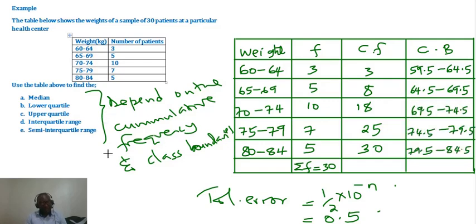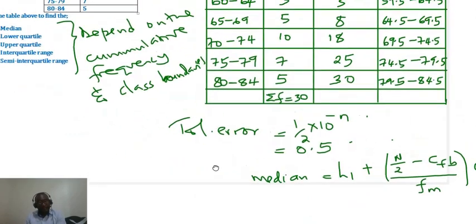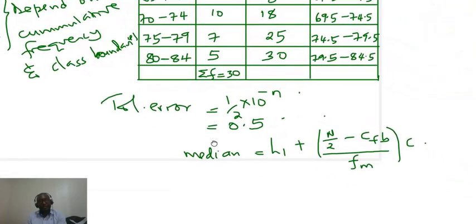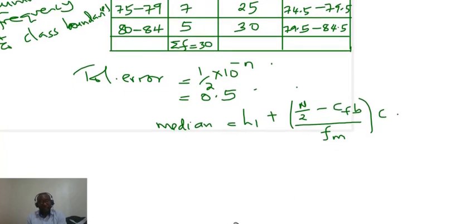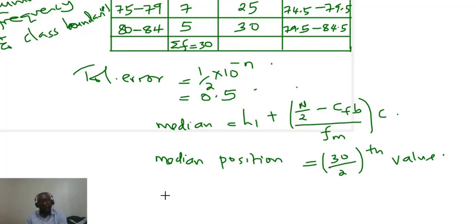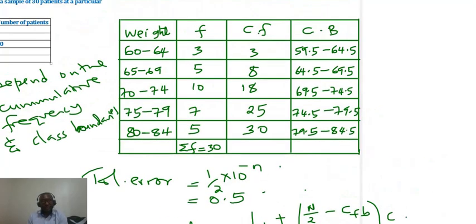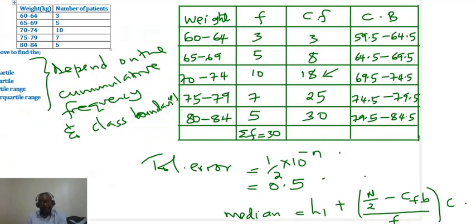We are now going to calculate the median. Median, which is in part A here, is given by this formula. So first we are going to find the median position, which is n over 2, so 30 over 2. So median is the 15th value. When you look at our table here, the 15th value lies here. Of course, we check these positions under cumulative frequency, because cumulative frequency shows positions.